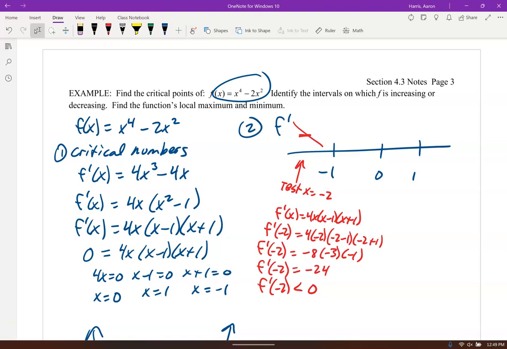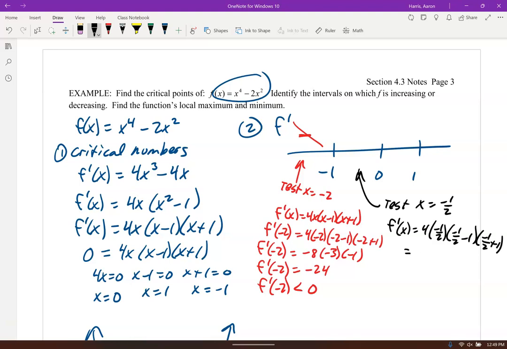But let's test something between -1 and 1, like about -1/2. So we'll plug that into the derivative. So I get 4 times -1/2, times -1/2 minus 1, times -1/2 plus 1.